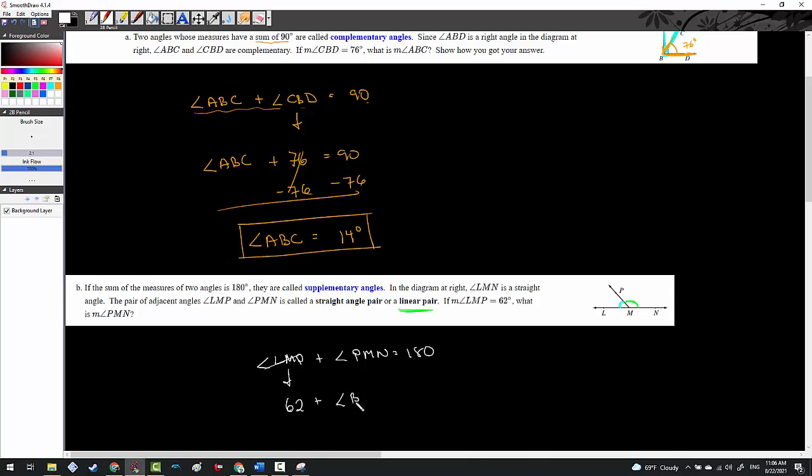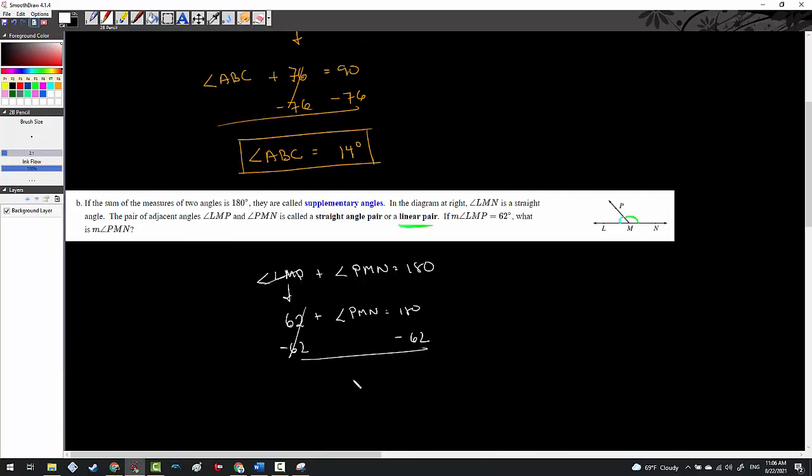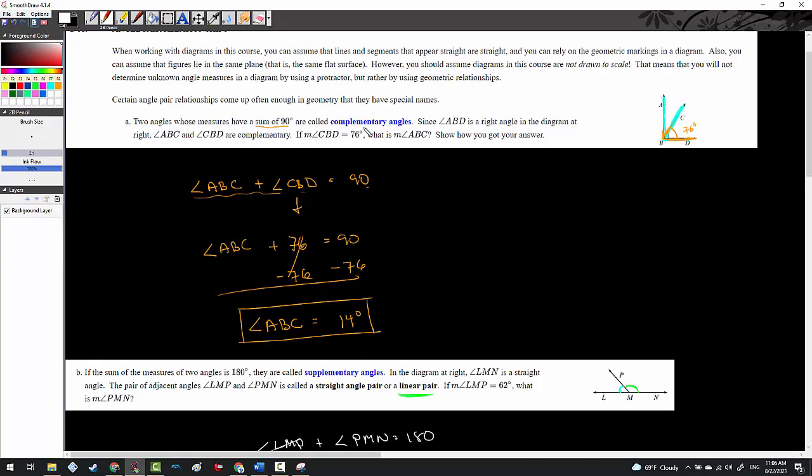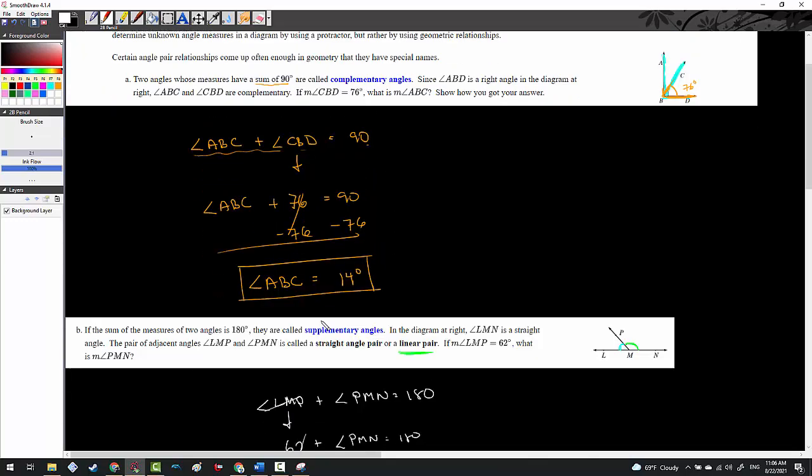Oops, not B, P. PMN is 180. And as long as I know 180 minus 62, then I think I'm fine. Again, I'm just going to solve for that angle PMN right here. So angle PMN, 180 minus 62, well, that's going to be 118 degrees. So pretty simple. To sum it up, complementary angles add up to 90, supplementary angles add up to 180.